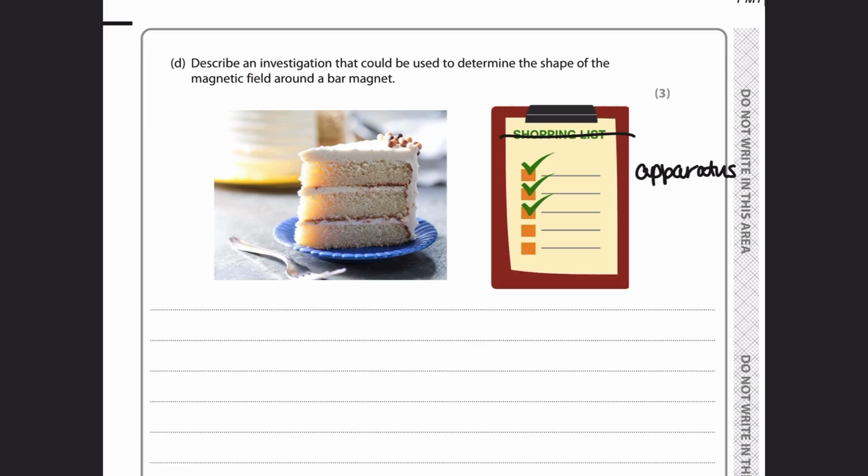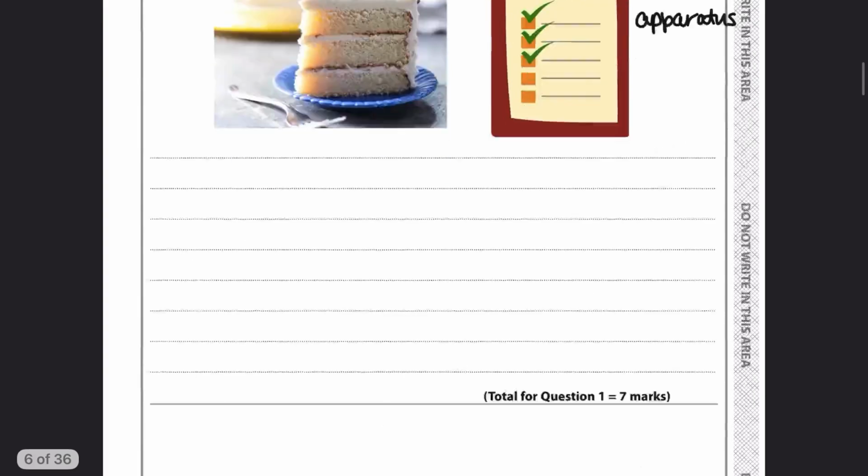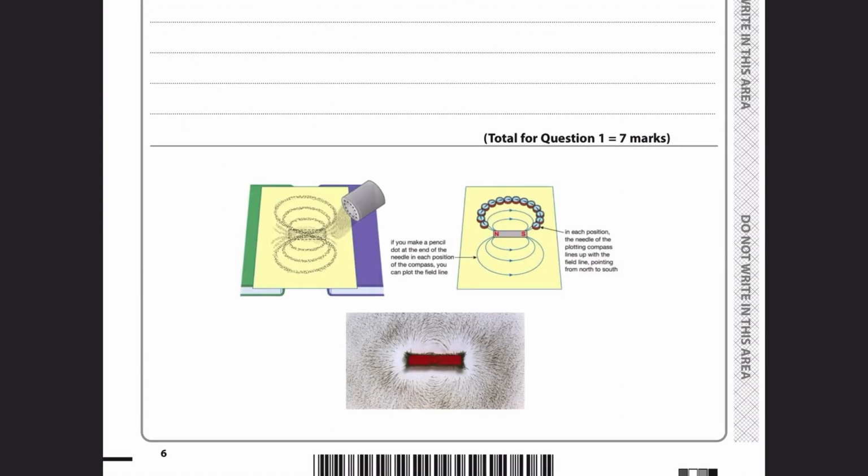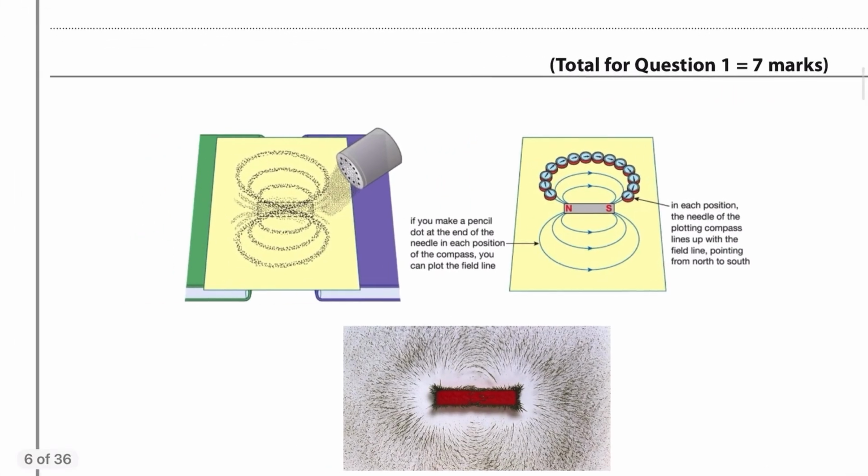Definitely start with a bar magnet, right? So I'm going to have a bar magnet. What else? I'm going to show you the picture of the actual experiment. Okay, so this is how you would actually do this experiment.